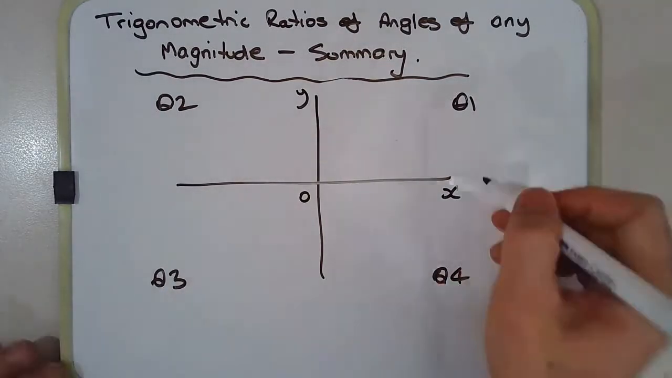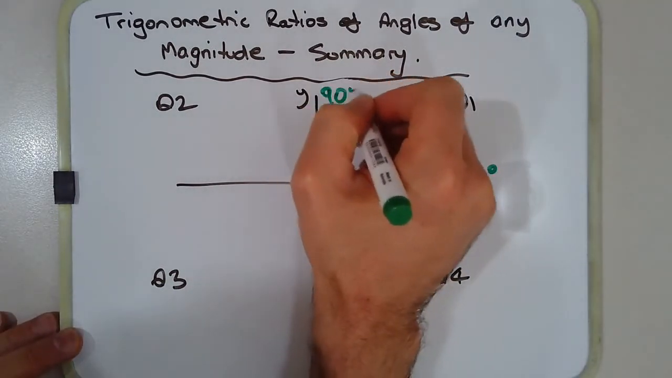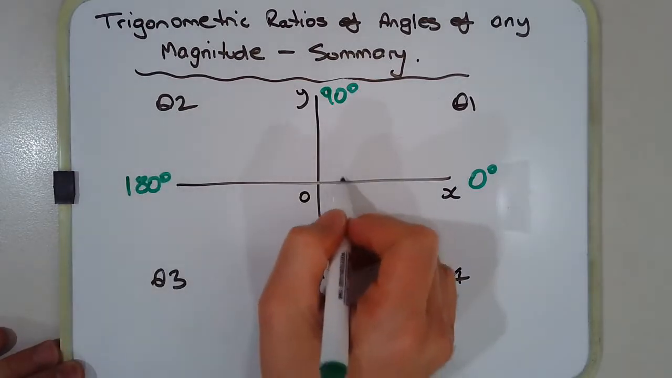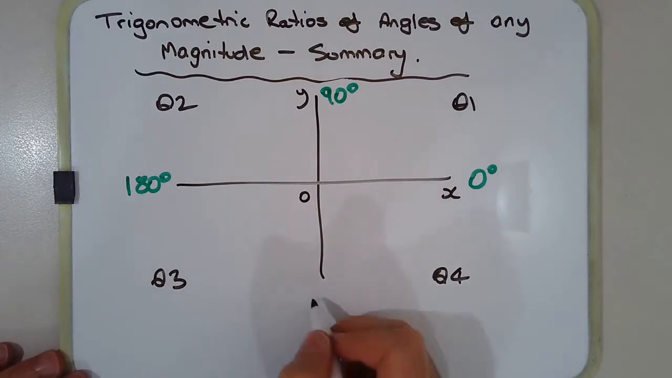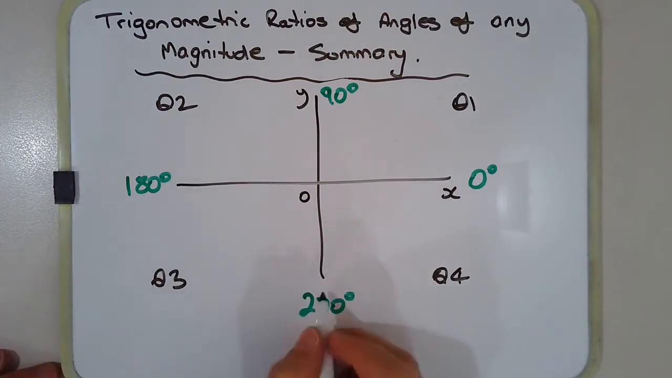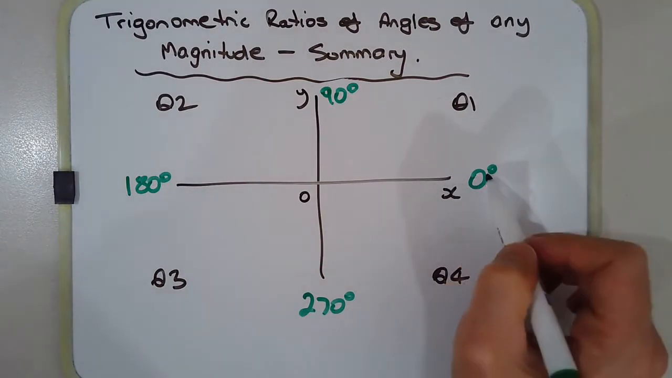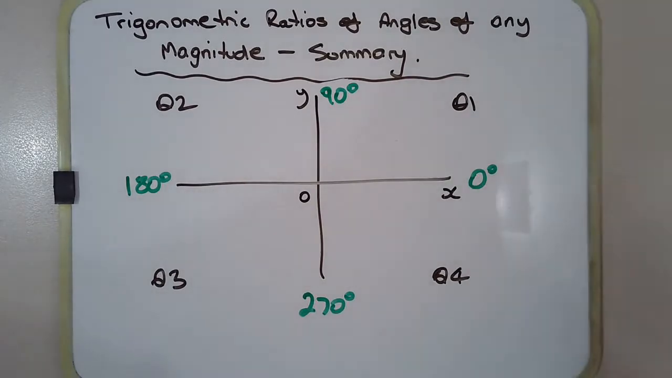The positive x-axis is 0 degrees, the positive y-axis is 90 degrees, the negative x-axis is 180 degrees, measured anti-clockwise from the positive x-axis, and of course the negative y-axis is 270 degrees. And we go all the way back to 0, or 360 degrees, so a full loop.